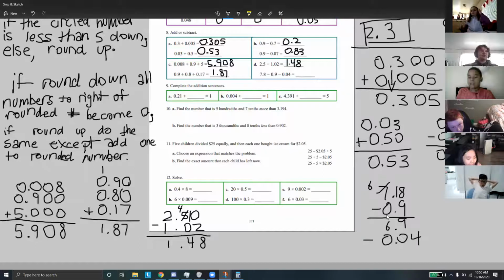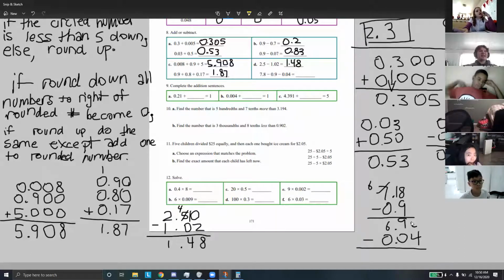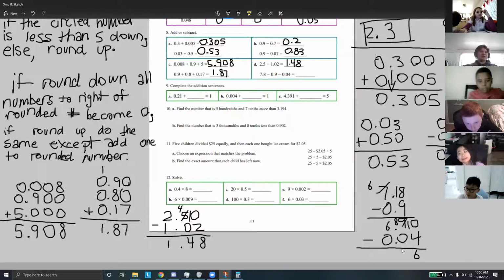And now we're going to do 6 and 9 tenths minus 4 hundredths. And 6 and 9 tenths is equal to 6 and 90 hundredths. And so 0 minus 4, can't do that. Take from the 9, make it an 8, make this a 10. 10 minus 4 is 6. 8 minus 0 is 8. 6 minus 0 is 6. Drop the decimal. Great.